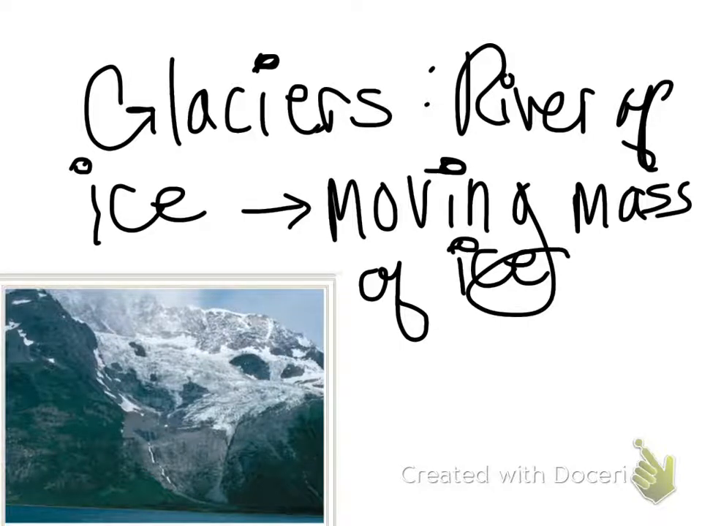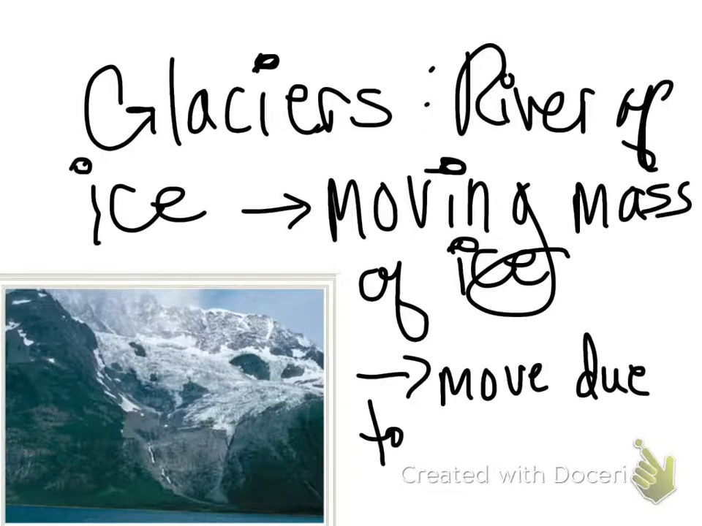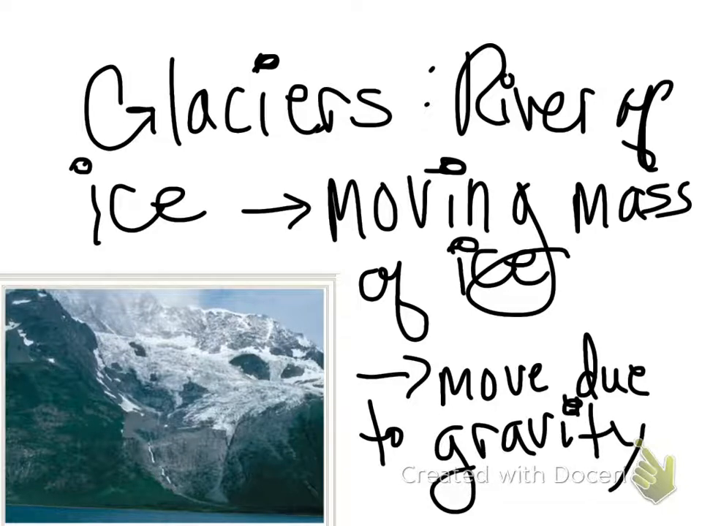They form where snow stays on the ground year-round. Like I said, the layers of snow are eventually going to turn into ice. And they move due to gravity. Right? The layers of ice are so heavy and so large that it causes them to flow and slide. Now, this one is going to move this way, right? And then downwards in the direction of gravity.